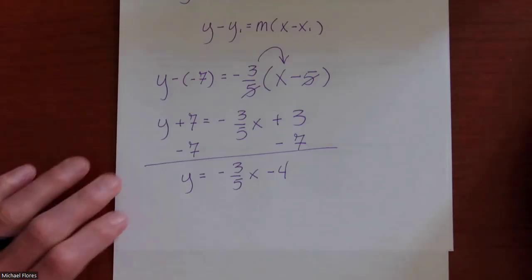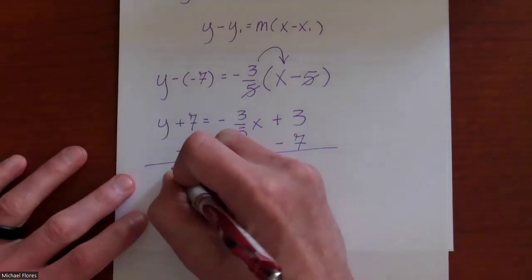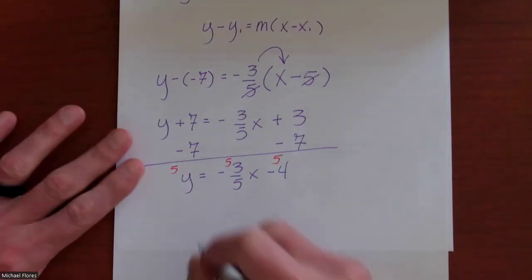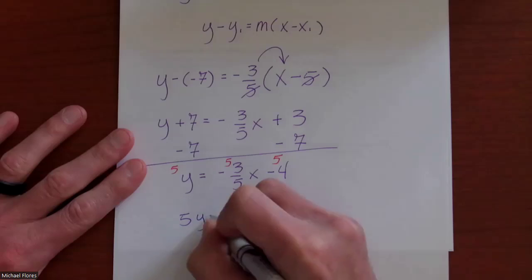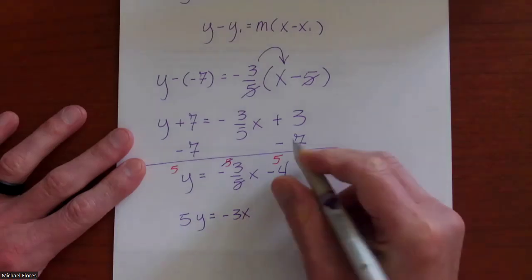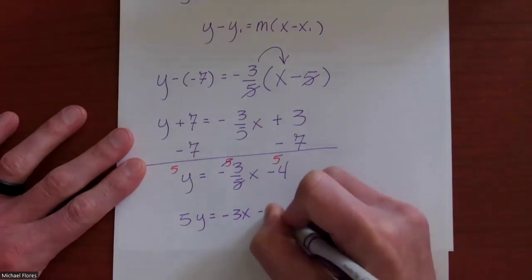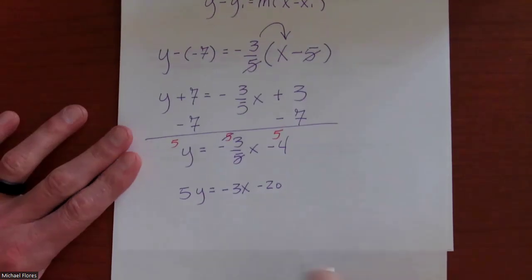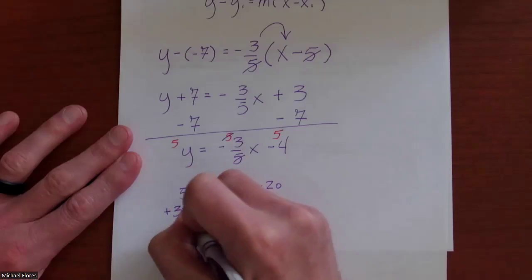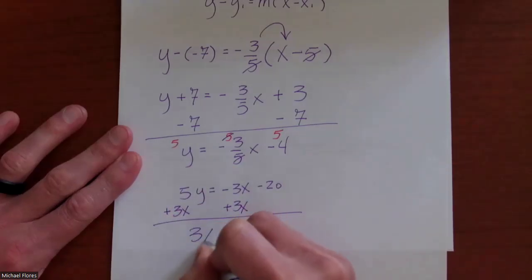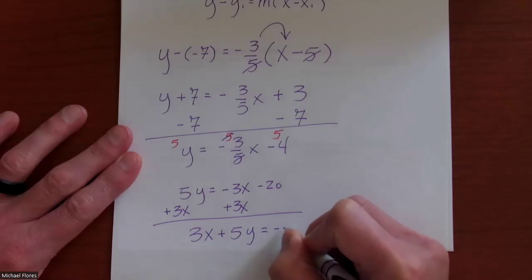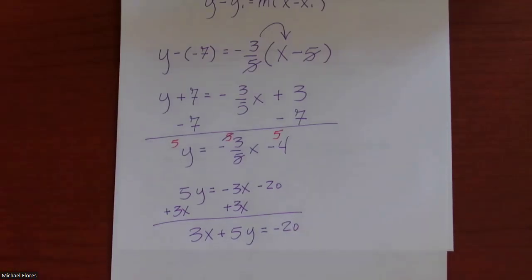And one of the rules of standard is you cannot have fractions. So let's multiply everything in this problem by our denominator. 5 times y. Here the 5's cancel, leaving you with -3x. And 5 times -4 is -20. Now, last thing you have to do is you just have to bring this over here. 3x plus 5y equals -20. Now it's in standard form.